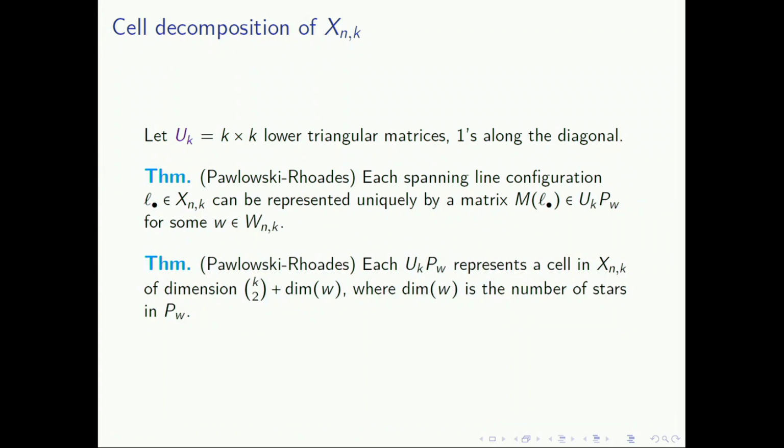What's the dimension of them? Well, it's going to be K choose 2 for the lower triangular part, plus how many stars there are in the pattern matrix. So let's call that number the dimension of W. The number of stars in the pattern matrix, that's the dimension of W.